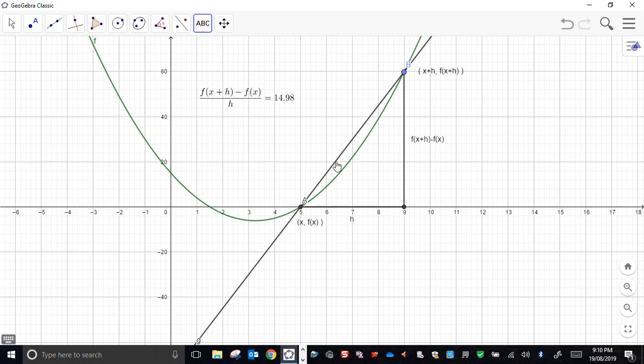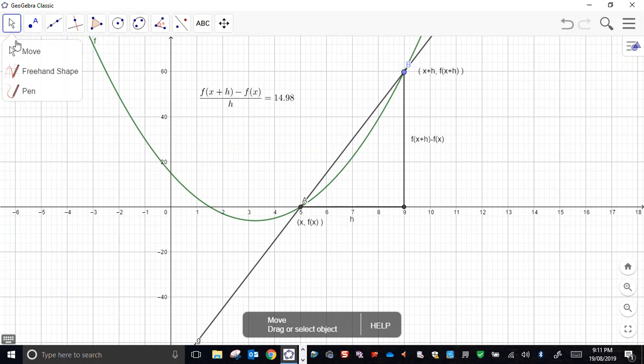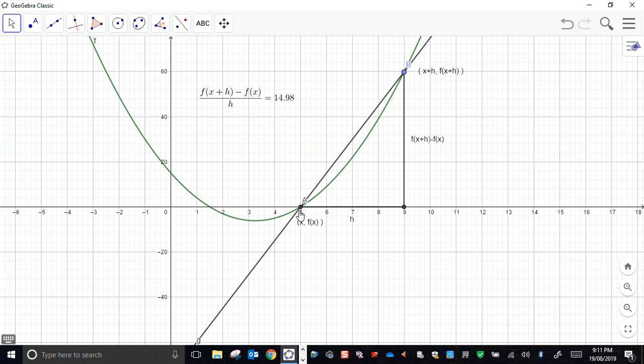The gradient of that secant line is the y value of this point, f of x plus h, subtract the y value of this point, f of x. And if we subtract this x value and this one, so x plus h, take away x, we're left with the distance of h across there. That's why it's divided by h. And as we thought, about 60 divided by 4 comes to 15. Now, that's a very rough approximation for the rate of change of the green parabola function at this point of interest, which is point A.